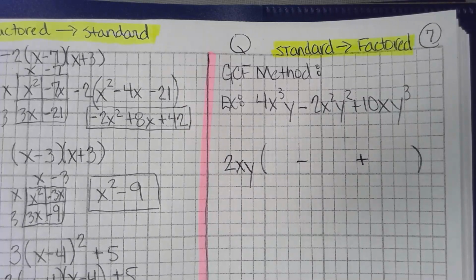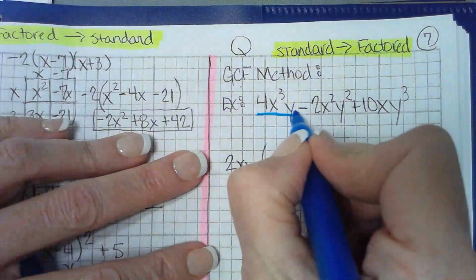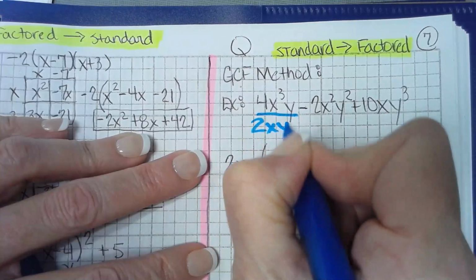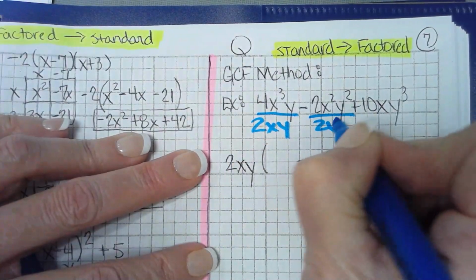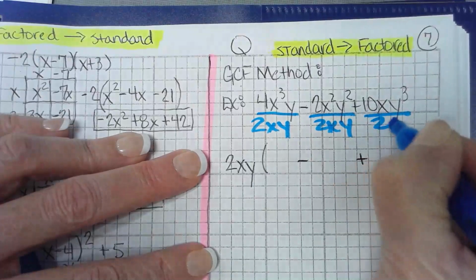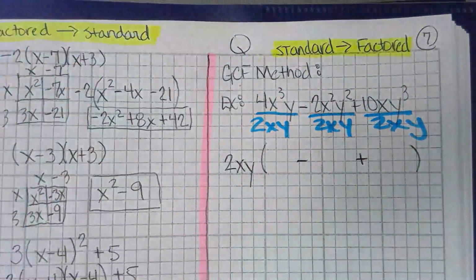I divide every term by 2xy. I'm going to put it in a highlighter. Okay. So divide by 2xy, divide by 2xy, divide by 2xy.